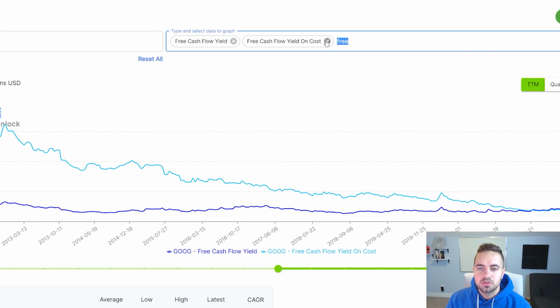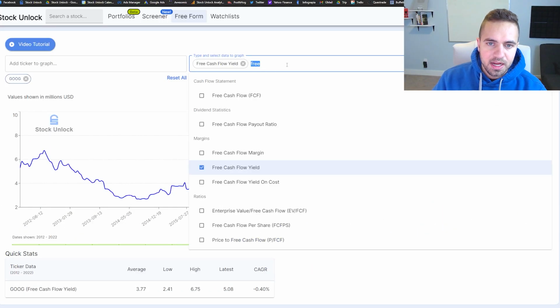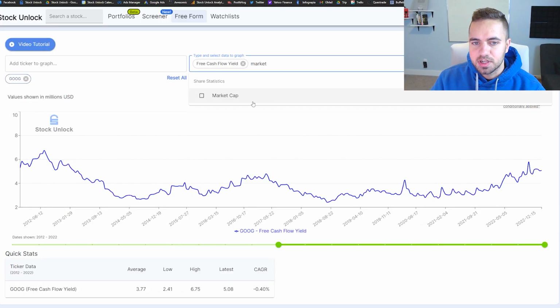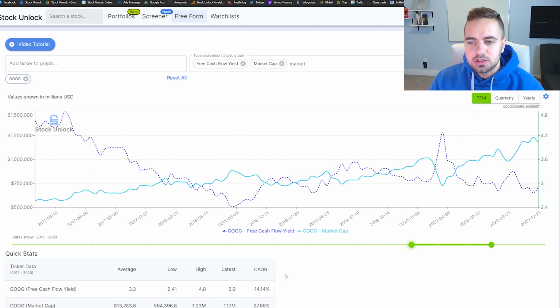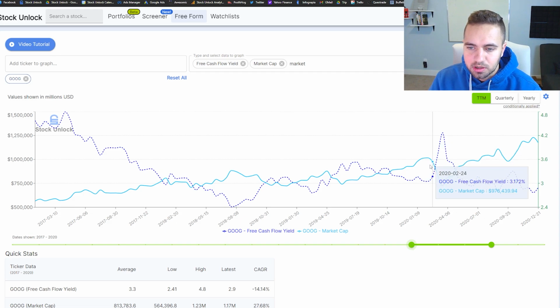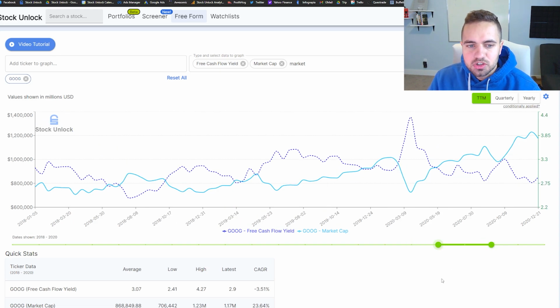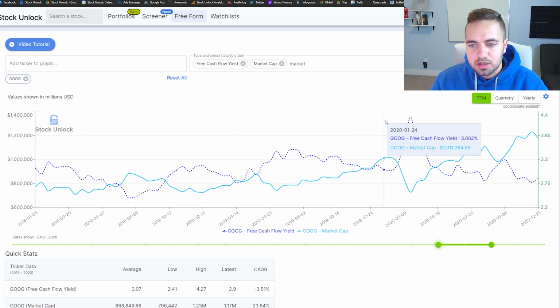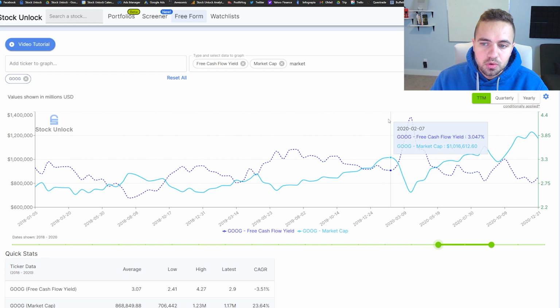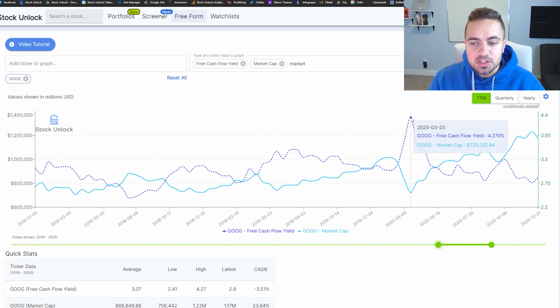So let's go back over here to Stock Unlock. Let's take a look at Google's free cash flow yield versus its market cap over time. And I'm going to zoom in from 2018 to 2020 just to explain this point a little bit more clearly. So this lighter blue line is Google's market cap, and the dotted darker line is Google's free cash flow yield. Now, right here in 2020, we all know that the stock market absolutely crashed, right? And we can see that right here in February, Google had a free cash flow yield of 3%. Then when the stock market crashed and Google's share price also crashed, the free cash flow yield went up to 4.3% if we want to round up.